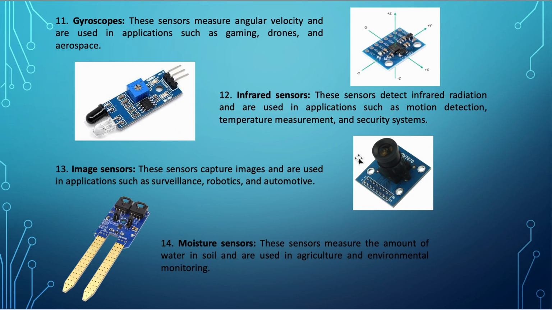Another good example of a sensor being used instead of other different types of sensor. Then we have the moisture sensor, right? These sensors measure the amount of water in the soil and are used in agriculture and environmental monitoring. We talked about our IoT weather stations.